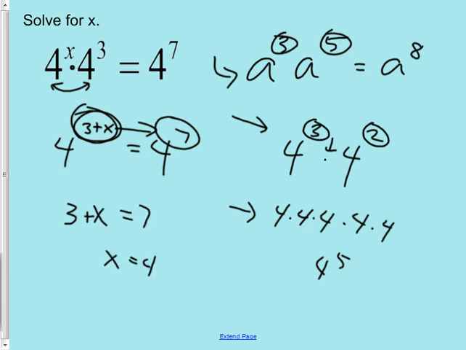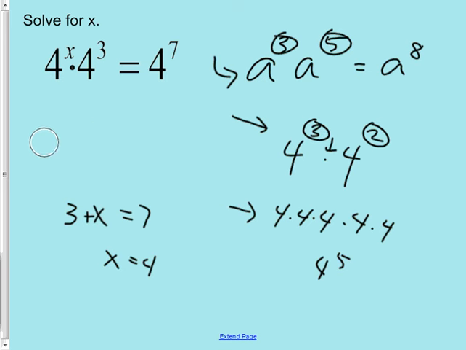Yes, sir? He might have been misinterpreting what he said. I think he was trying to say if it's like 4 to the x times, say, 32. If it was 4 to the x times 32 equals 4 to the 7th. Okay, is that what you were going for?